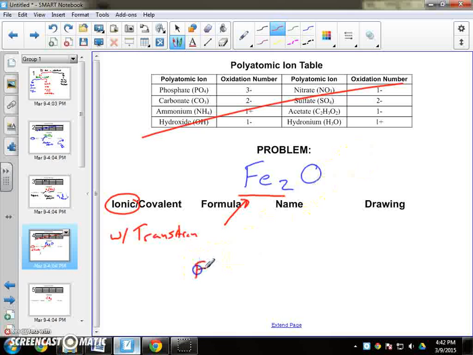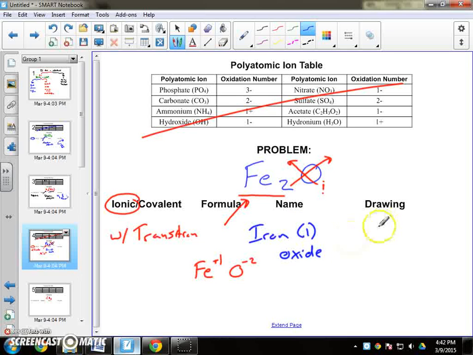So I go with Fe and O. I know this 2 comes up top to become my O, minus 2. And there's an invisible 1 here that's going to come up top. So Fe plus 1. So when I set up the entire name, it is going to end up being iron(I) oxide. Okay? And in terms of drawing this, I'm going to end up with 2 irons, because I told you I have 2 irons, and 1 oxygen.